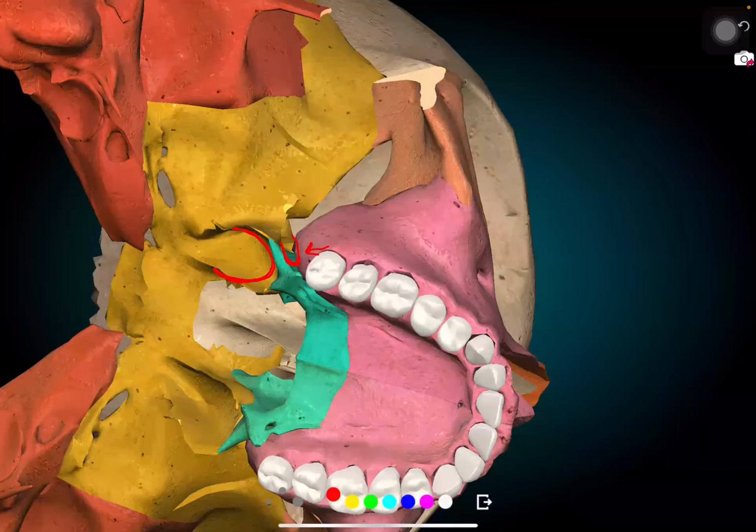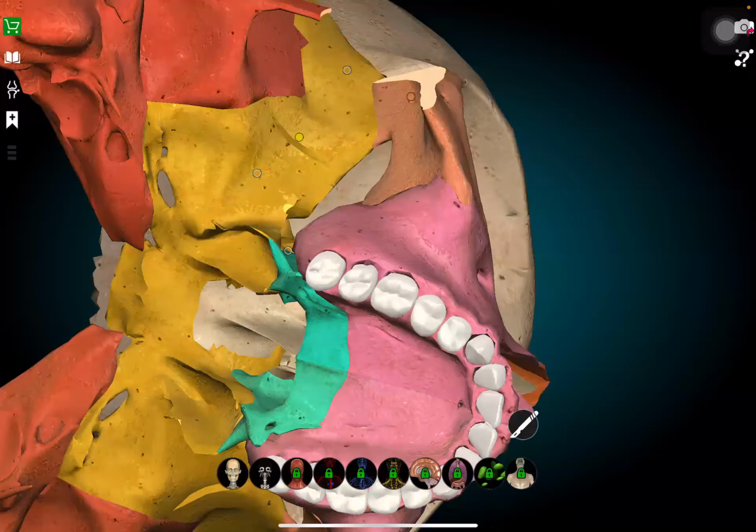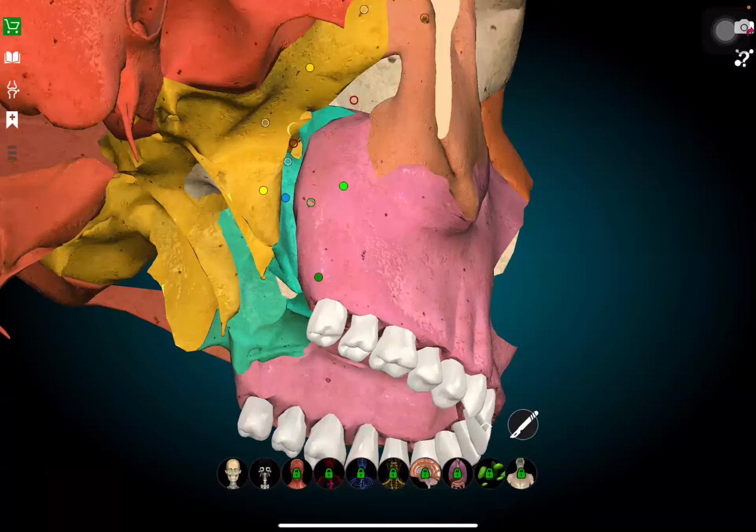Laterally, it is connected to the infratemporal fossa via the pterygomaxillary fissure. Regarding the infratemporal fossa, which is right here, it is connected to the middle cranial fossa via foramen ovale and foramen spinosum, and to the temporal fossa via the gap between zygomatic arch and the side of the skull. Both of them are connected anteriorly to the orbit via the inferior orbital fissure.